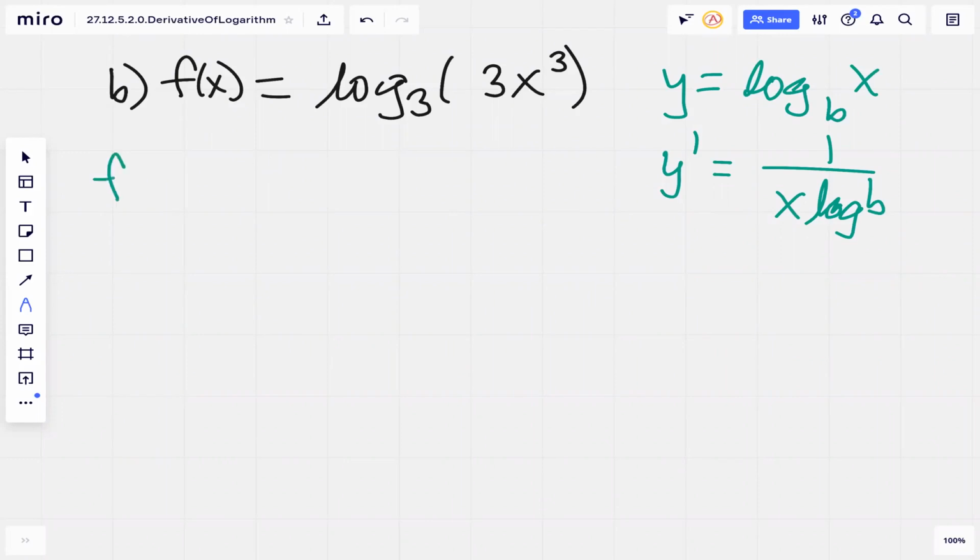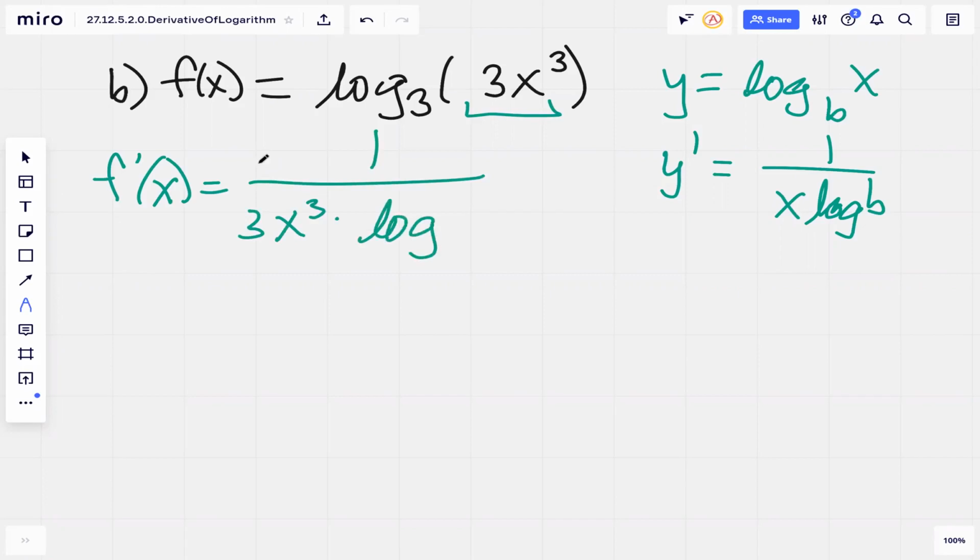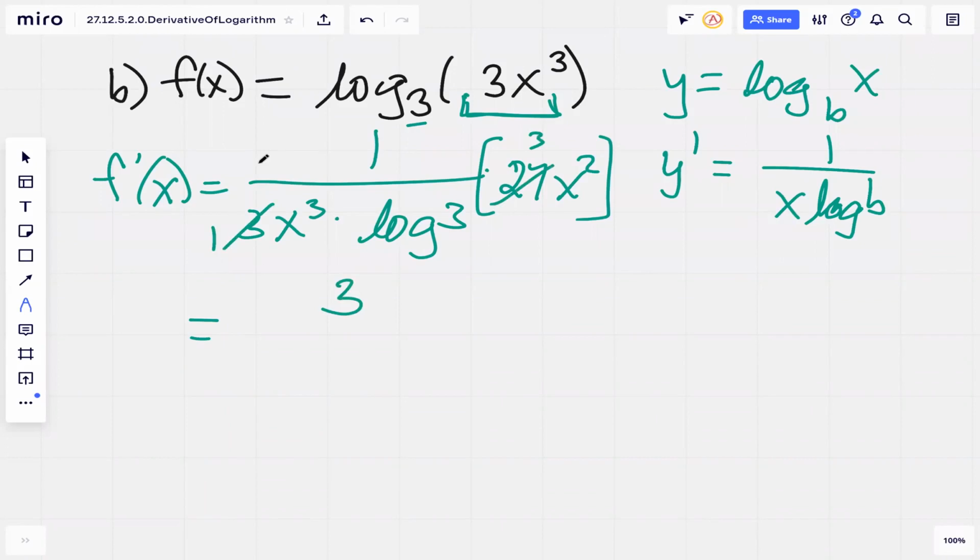Okay. All right, so let's use this. So now we have f prime of x equals, again, 1 over 3x cubed times log of our base, which is 3, times, we need to use the chain rule, the derivative of 3x cubed, which is 9x squared. And we can simplify this a little bit. We have a factor of 3 in the numerator and denominator. We have x squared that we can factor out in the numerator and denominator. So we're left with 3 over x squared times log of 3.